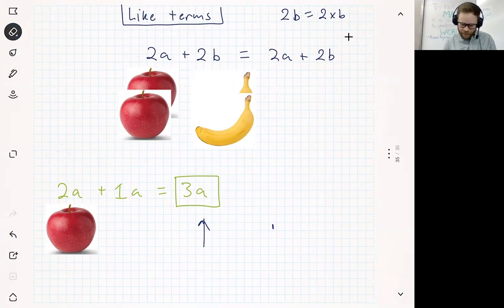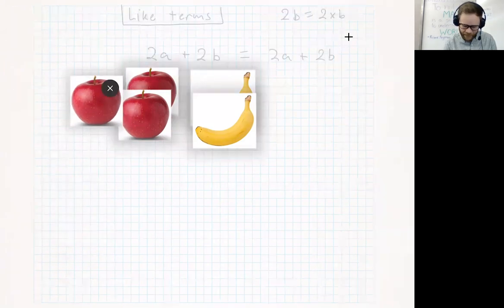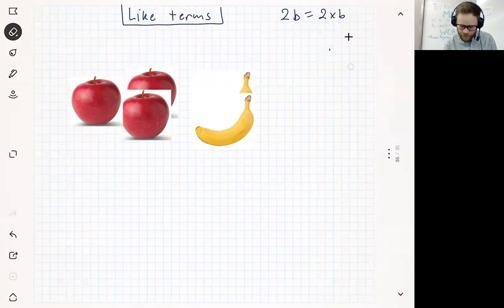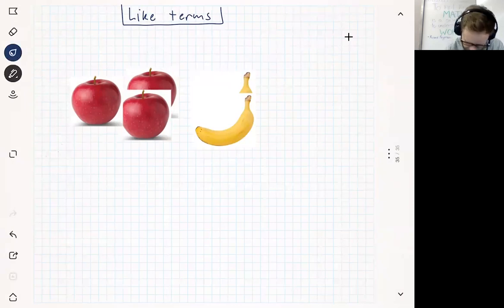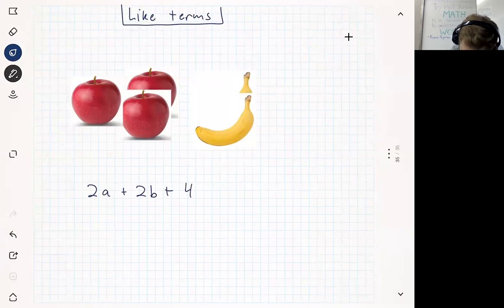So let's go ahead and look at another slightly more complicated problem here. And this is something that you might get. Let's say, and I'm going to erase this up here as well, that you might have an expression that you're presented with that is 2a plus 2b plus 4 minus a. How can we simplify that?